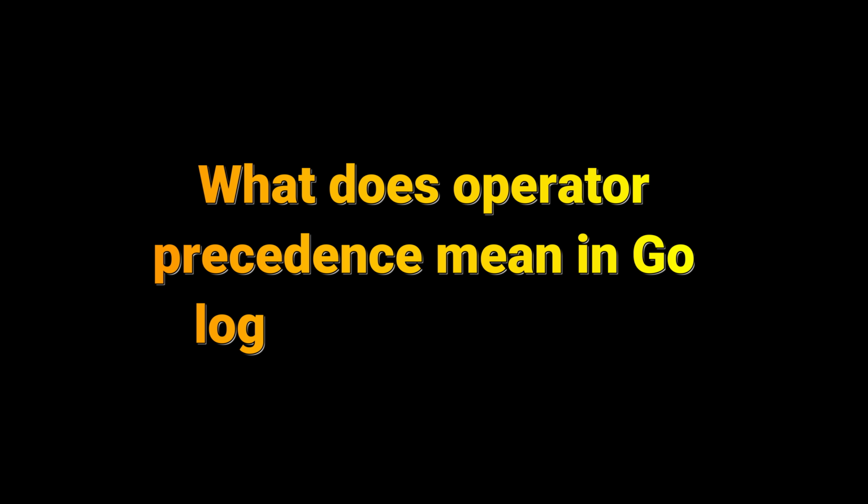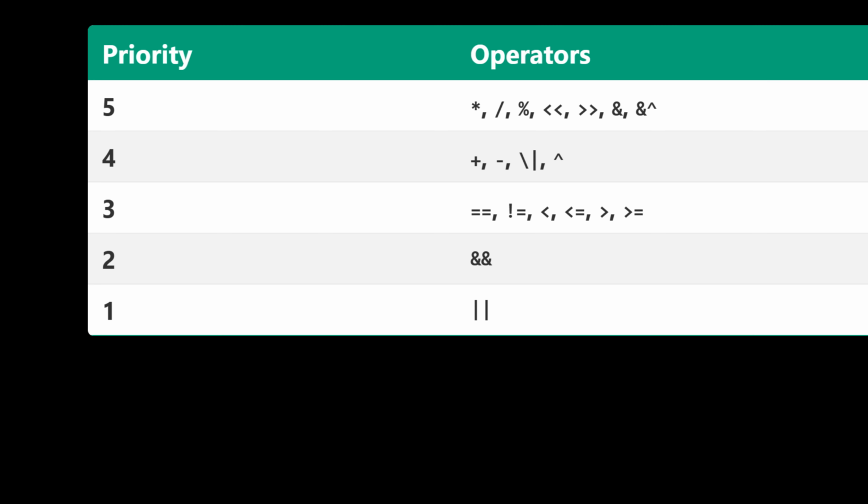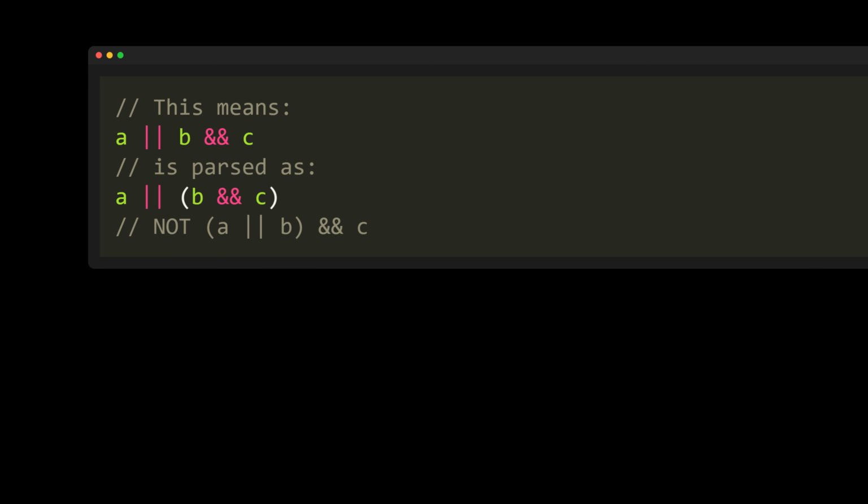Question: what does operator precedence mean in Go logical expressions? Answer: operator precedence means some operators are evaluated before others. In Go, the logical AND operator has higher precedence than the logical OR operator.